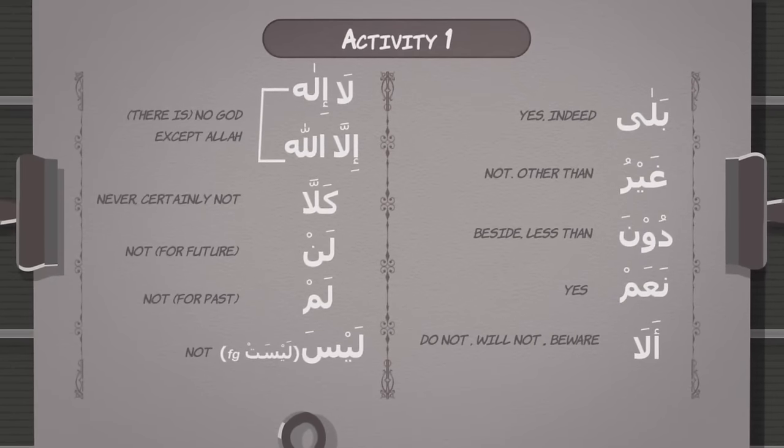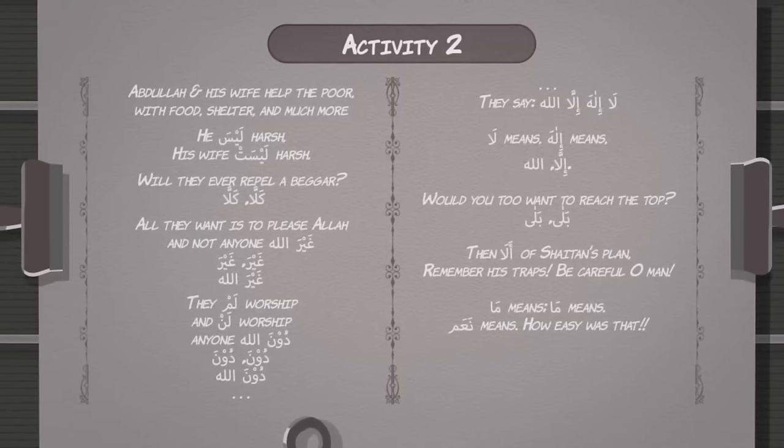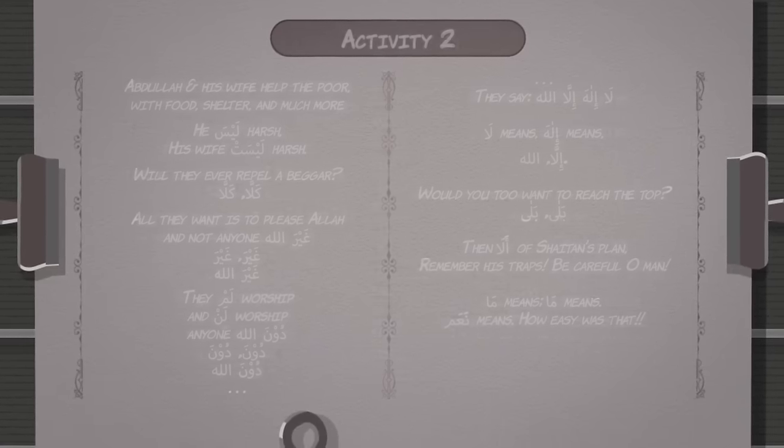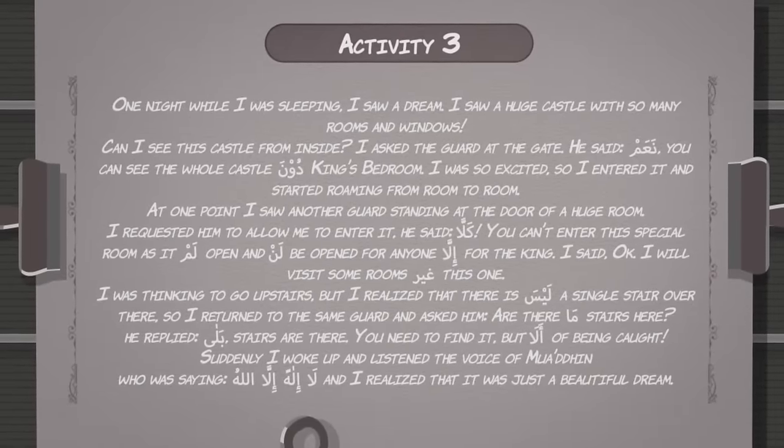Please pause here. Look at the words. Can you give their meanings? And here is another write-up with the same words. Can you understand it?